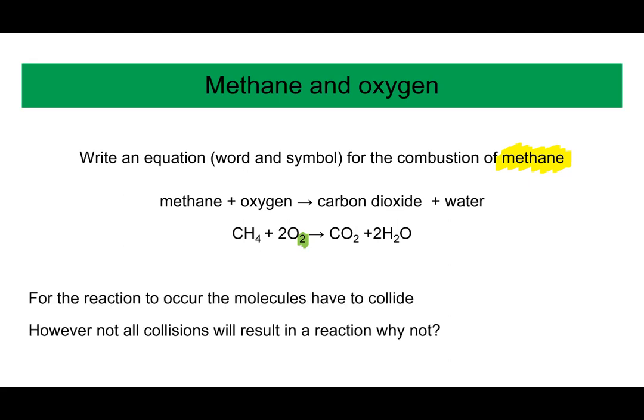Okay, so methane is going to react with oxygen to produce carbon dioxide and water. But in order for methane and oxygen to react, their particles have to collide. So we've got to have a particle of methane and a particle of oxygen. Two particles of oxygen, if we look at the equation, are going to need to collide in order for this to happen.